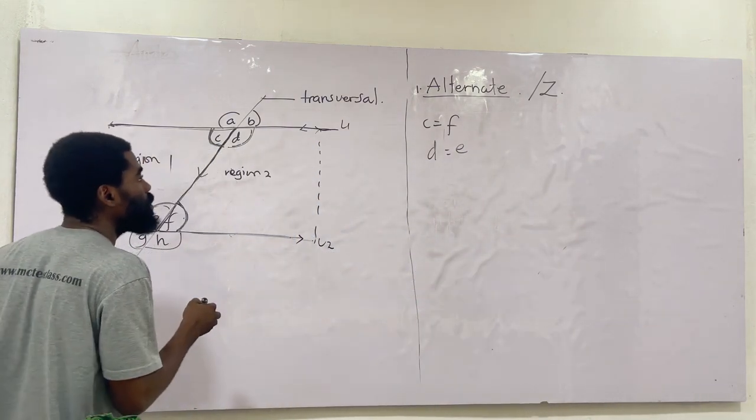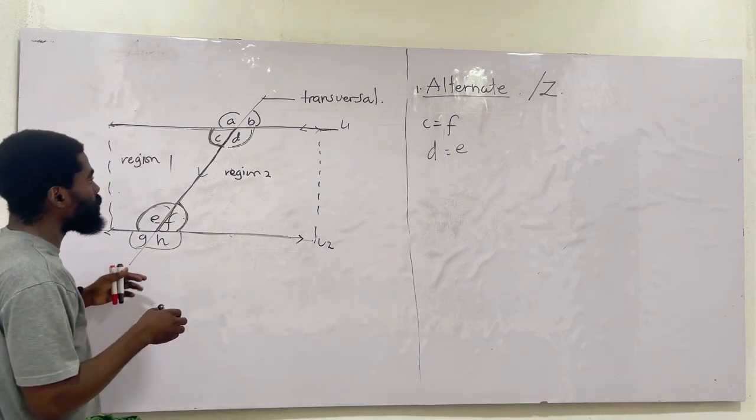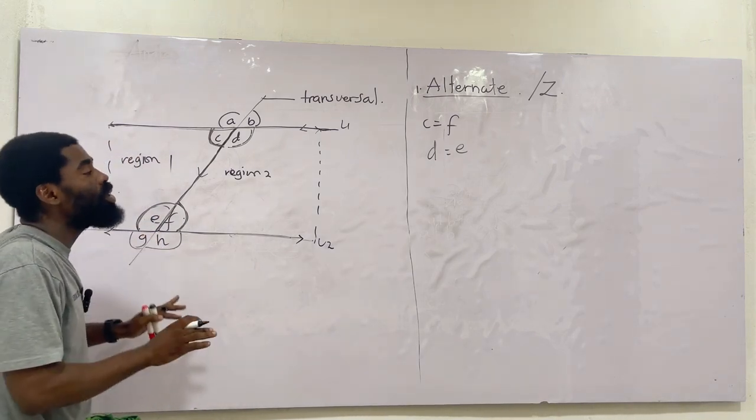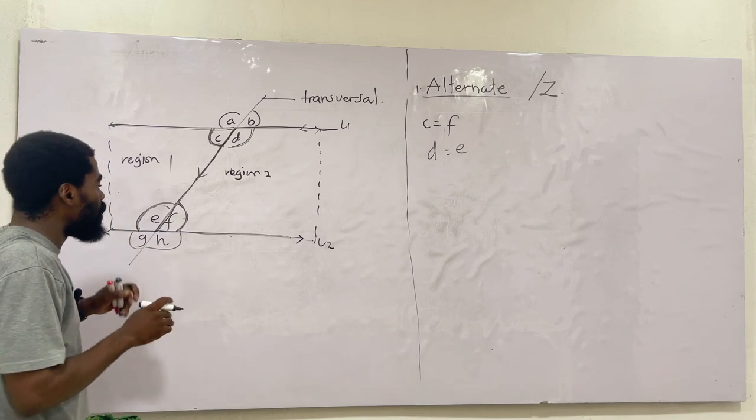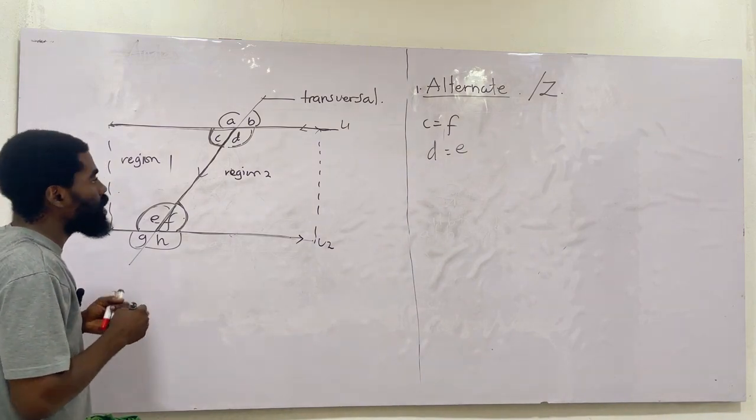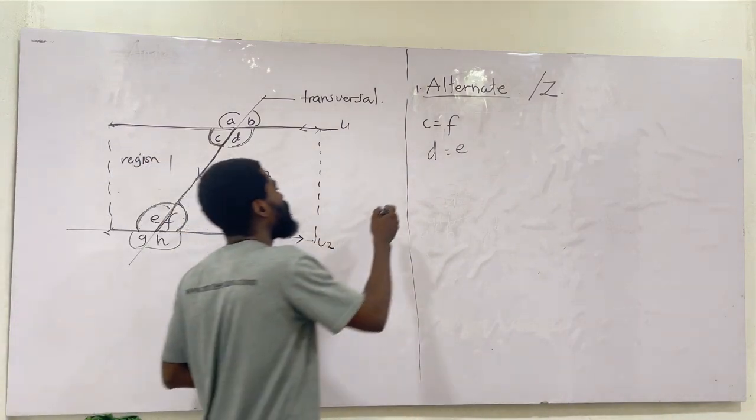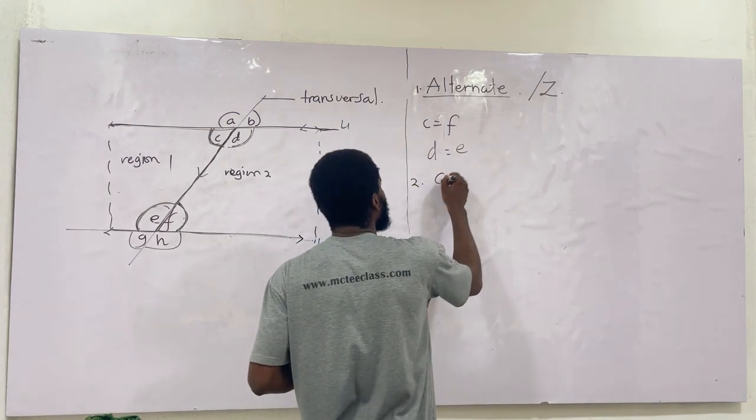Okay. So let's go. What do we have here? This is a summary of everything for you to write your BECE. Good. Then we are done with the alternate angles. So let's go to the next one, which is the corresponding angles.